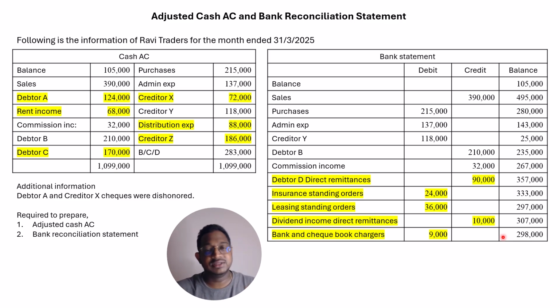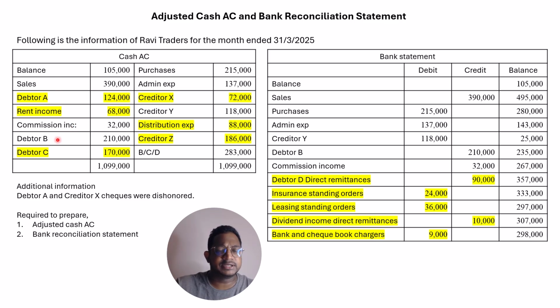In this case, we have to find out the reasons why the cash account closing balance and the bank statement closing balance are not equal. As I told you earlier, the cash account debit side you compare with the bank statement credit side, and the cash account credit side you compare with the bank statement debit side. The opening balance is all okay.